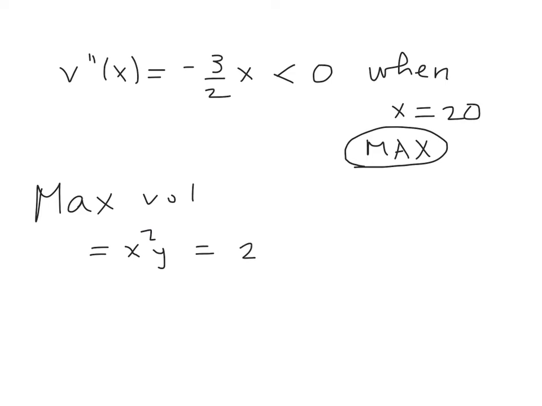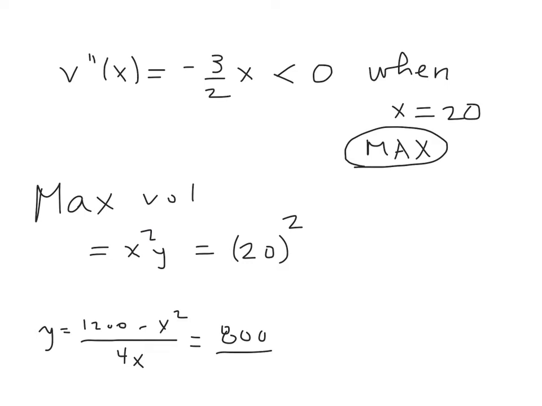Now remember, our value of x is 20, so that's going to be 20 squared. And then we have to figure out what y is. Now remember that y was 1200 minus x squared over 4x. So let's see if we can figure out what that is. Well, in this case, x is 20. 20 squared is 400. 1200 minus 400 is 800. So let's write that down. And then x was 20. 4 times 20 is 80. So that means that y should be 10, right? So now up here, I want to make sure I put a 10 for my y.